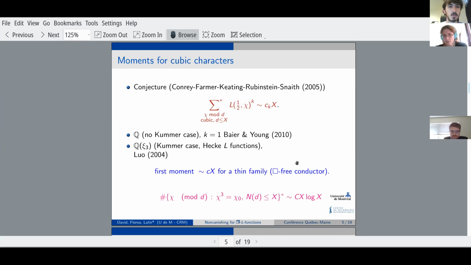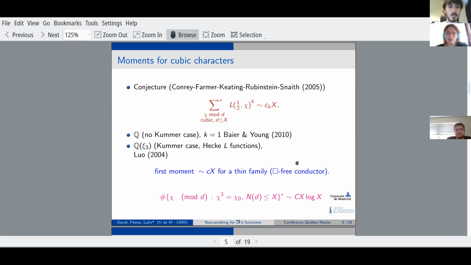Now, for cubic characters, you can try to do the same gymnastics, and in this case, there is some subtlety here, because the third roots of unity are not in Q. So either you consider Q, where the third roots of unity are not in Q, or you add the third root of unity, and then you have to think about Hecke functions. But basically, you can ask this question. And what is known in this case is the case K equals 1. For K equals 1, over Q, the result is known due to Baier and Young, and it gives what we would expect.